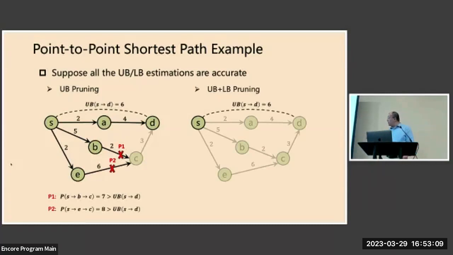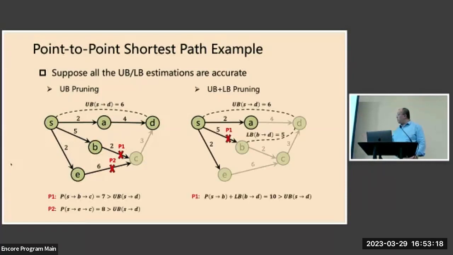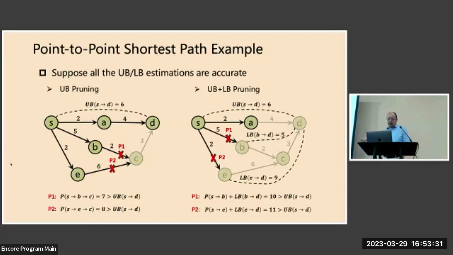But if we do the upper bound plus lower bound using the same graph, what we can see is that, so we start from this 3, right? And suppose we have the lower bound, let's say from B to D, it's 5, right? So in this case, we can even prune the first step here, because we know here is 5, and 5 plus 5 is already larger than 6. And similarly, we can prune the P2 as well. So basically, if we consider the lower bound, we can compress the condition and avoid the activation earlier.